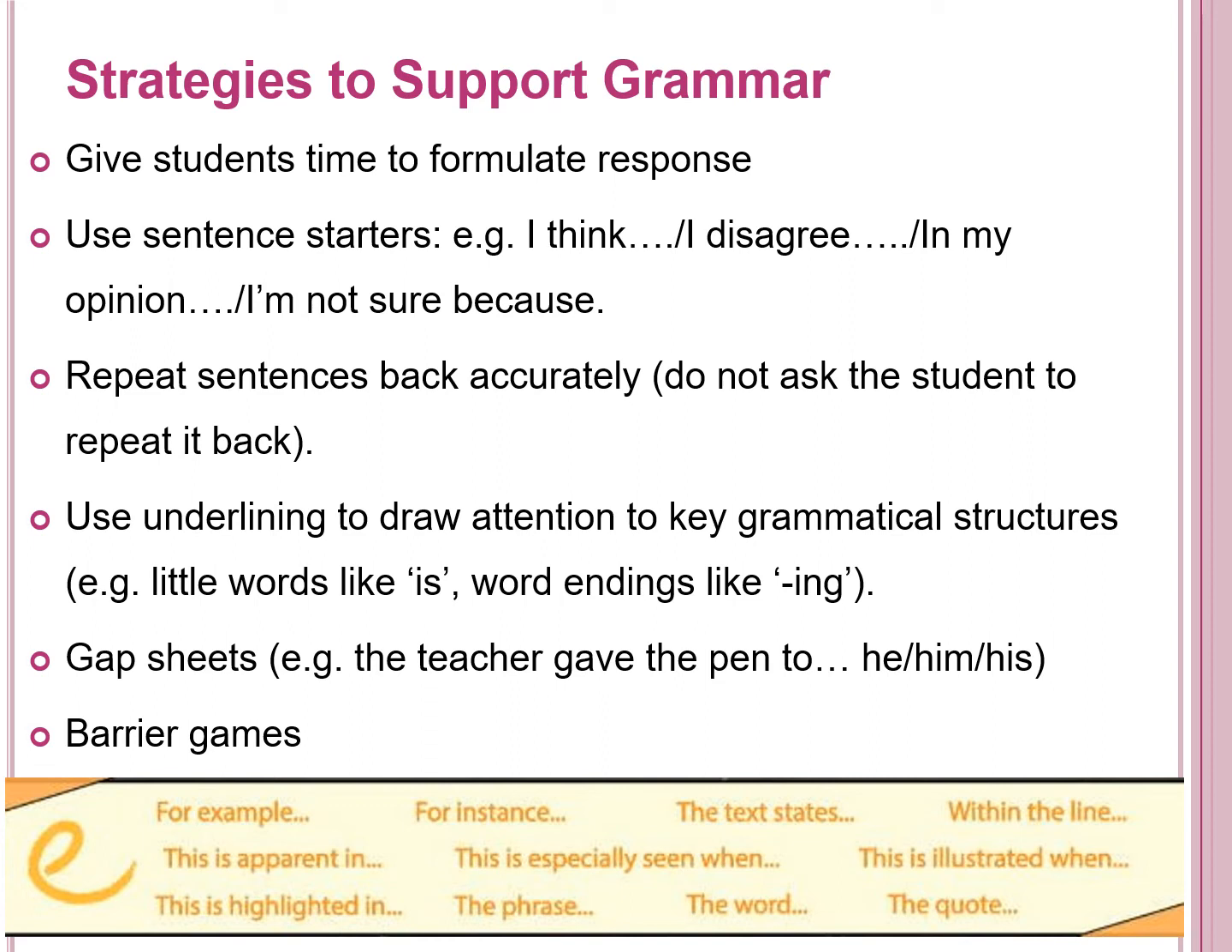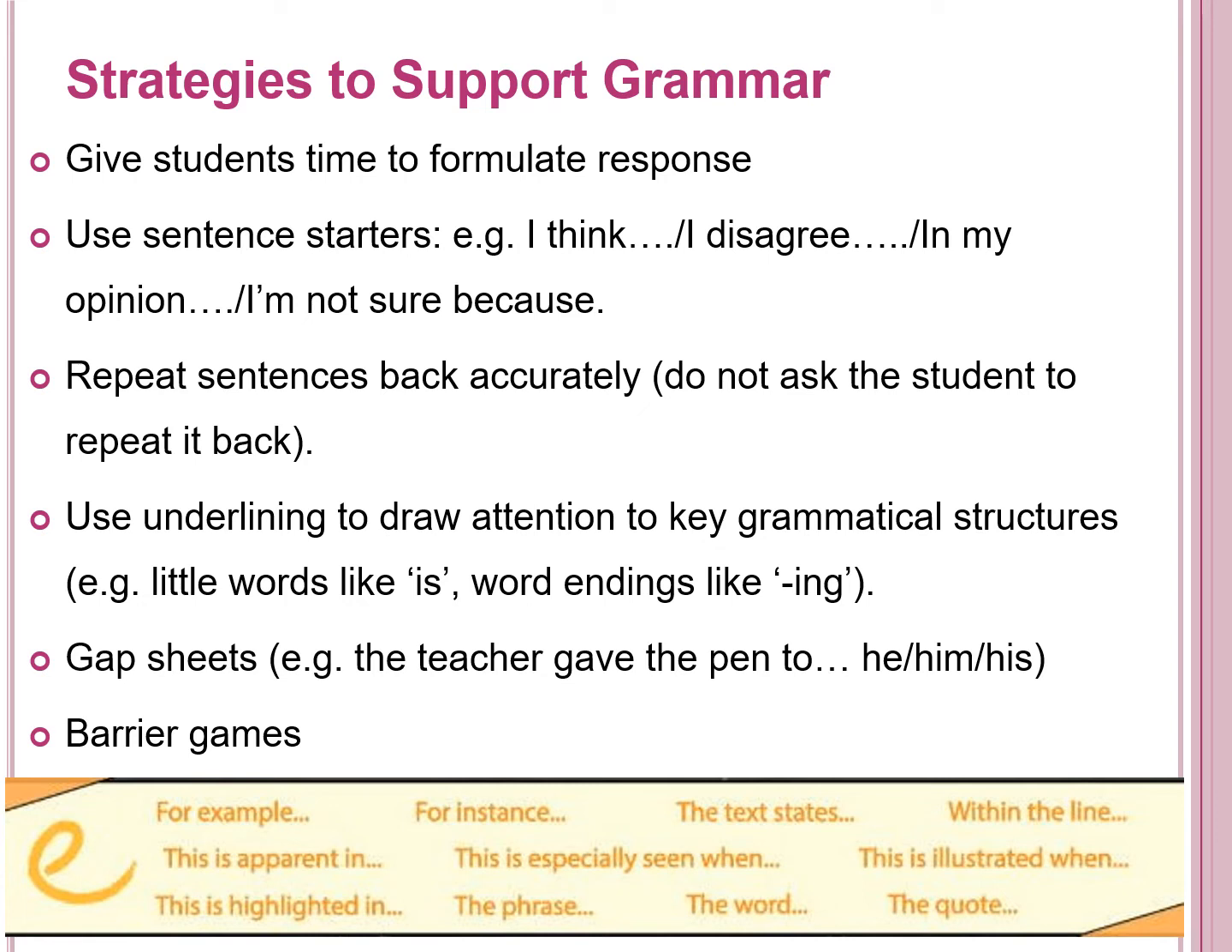Repeat sentences back accurately. When students make an error, it's helpful for an adult to repeat the sentence back accurately. This is to ensure the student hears an accurate grammar model. The student should not be told that they said it wrong, and the student should not be asked to repeat the sentence back.